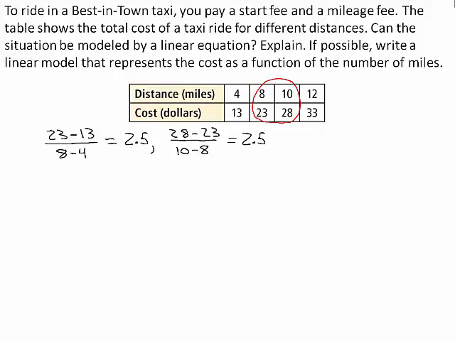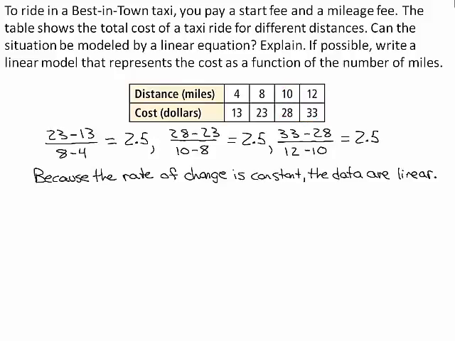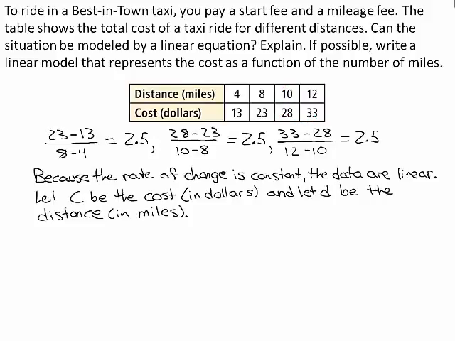And the rate of change between 10 and 12 miles is given by the quantity 33 minus 28 divided by the quantity 12 minus 10, which equals 2.5. Because the rate of change is constant, the data are linear. Let C be the cost in dollars and let D be the distance in miles. Note that the constant rate of change is the slope.